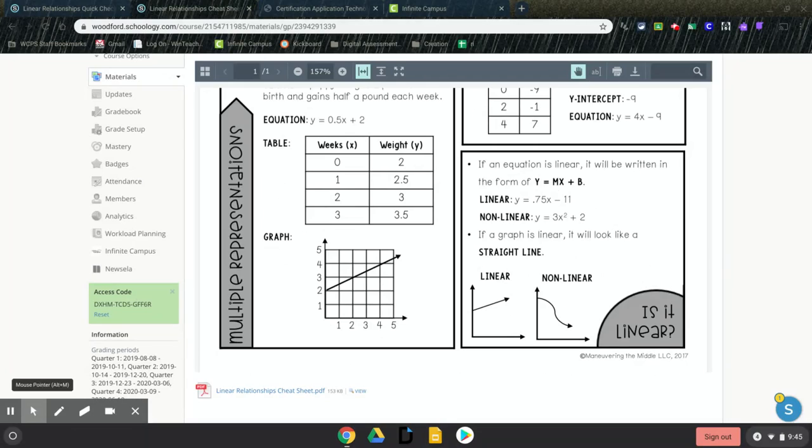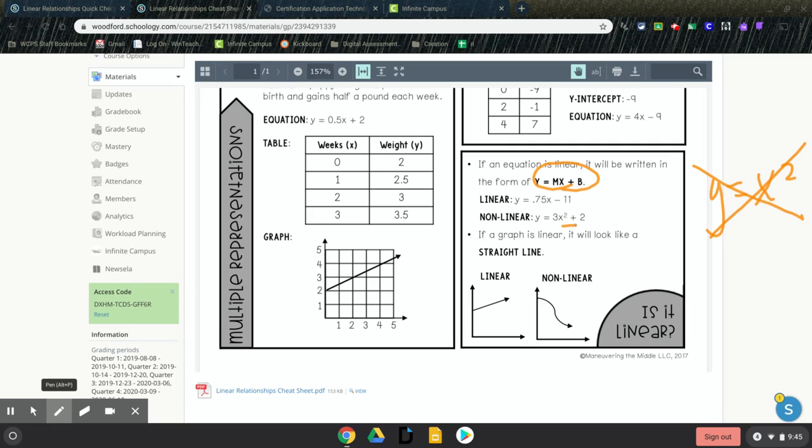All right, if an equation is linear, so how do we know something is linear? If an equation is linear, it must be in y equals mx plus b. If you had an exponent like y equals x squared, that is not linear. No exponents in our linear equations.